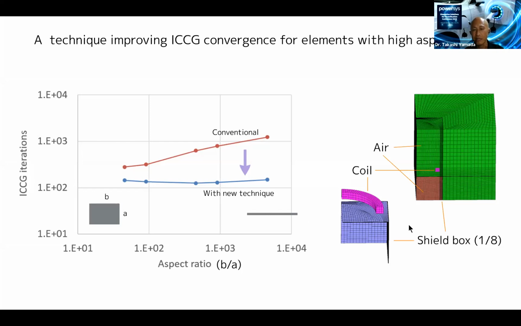This happens with this kind of shield problem. You have a very thin plate here, and you need a very thin element to deal with eddy current. Then usually the ratio goes up, and iteration goes up. This is a big problem. But with this new technique, you can mitigate this effect quite a lot. So we will introduce this kind of technique.